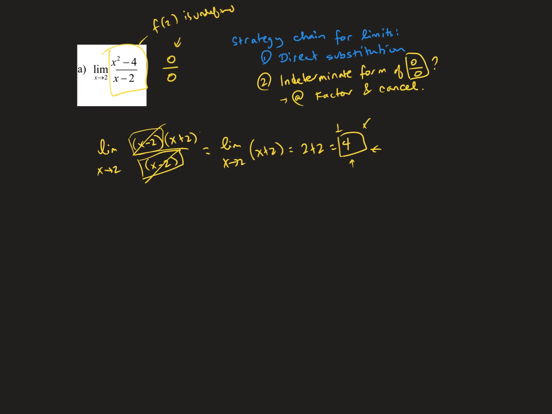So whenever you get 0 over 0, you can start by trying factoring and canceling. This especially works if you have polynomials on top and bottom.